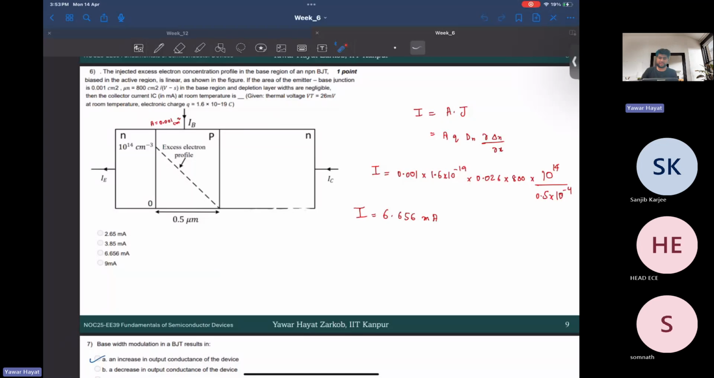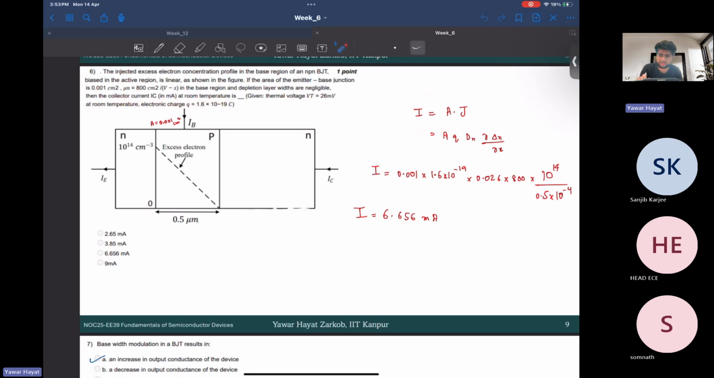Okay, now we have the next question. The injected excess electron concentration profile in the base region of an NPN BJT, that is biased in the active region, is linear, as shown in the figure. If the area of the emitter base junction is this, we have the mobility in the base region as this, and the depletion layer widths are negligible, we have to compute IC at room temperature.